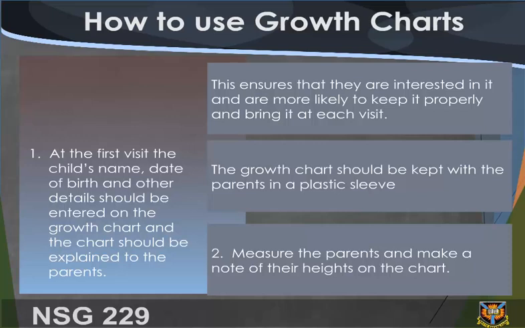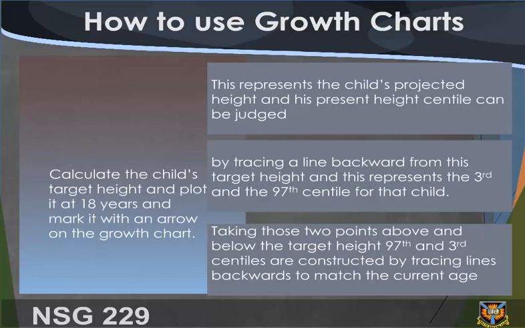2. Measure the parents and make a note of their height on the chart. Calculate the child's target height and plot it at 18 years and mark it with an arrow on the growth chart. This represents the child's projected height, and its present height centile can be judged by tracing a line backward from this target height, and this represents the 3rd and the 97th centile for that child.